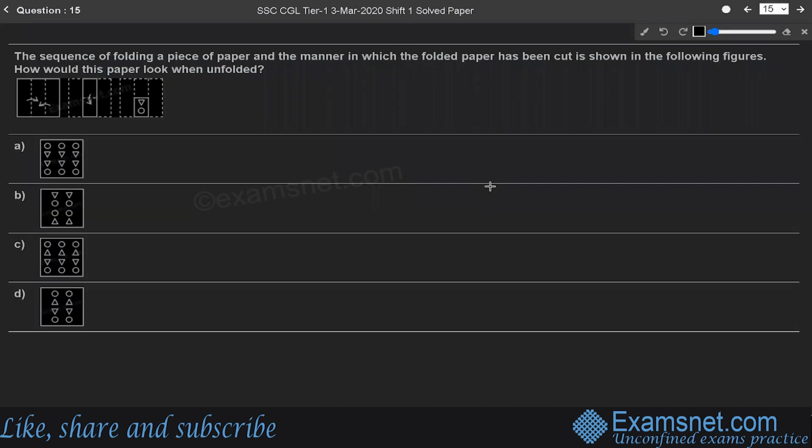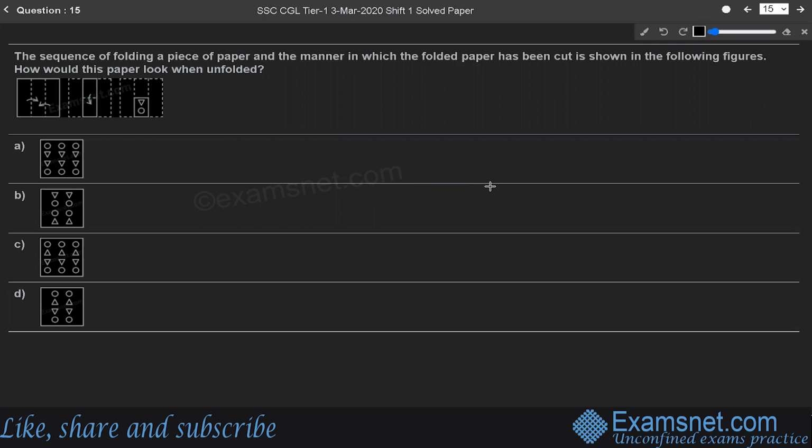Next question is the sequence of folding a piece of paper and the manner in which the folded paper has been cut is shown in the following figures. How would this paper look when unfolded? You can see that three different figures are given in the question.